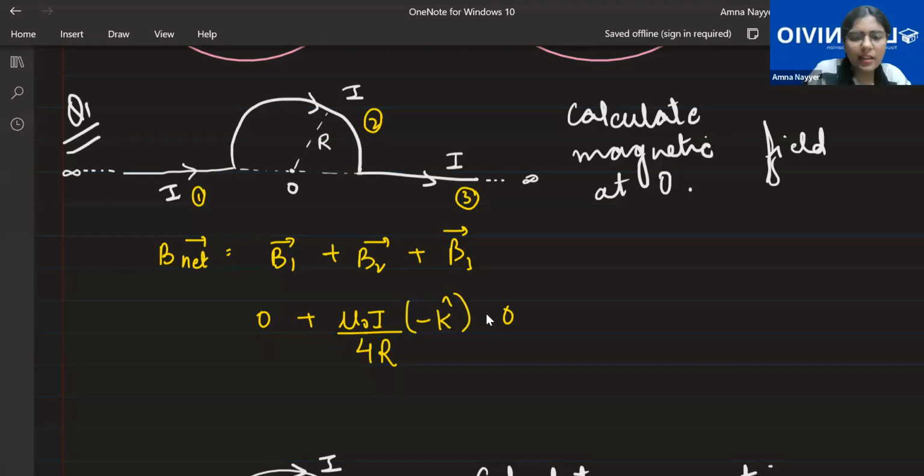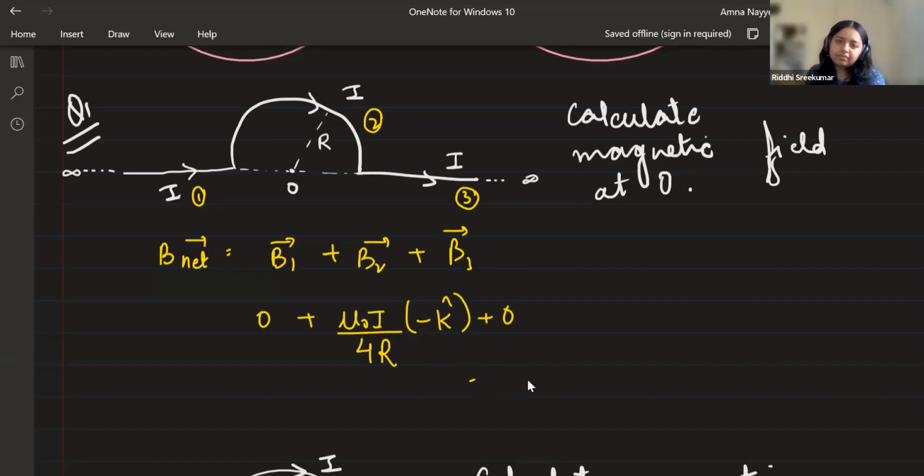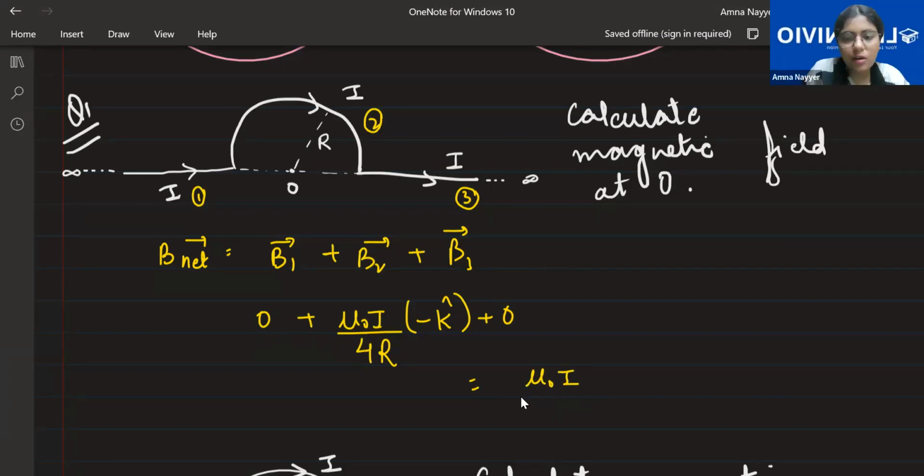You can use any formula. That's what I'm saying. For the direction part, whatever you know from school, from your earlier knowledge, you can apply that. Finally, the direction has to be this, with any method. So you're right. Now the final value will be mu naught I by 4R minus k cap, like this. Okay, please write it.